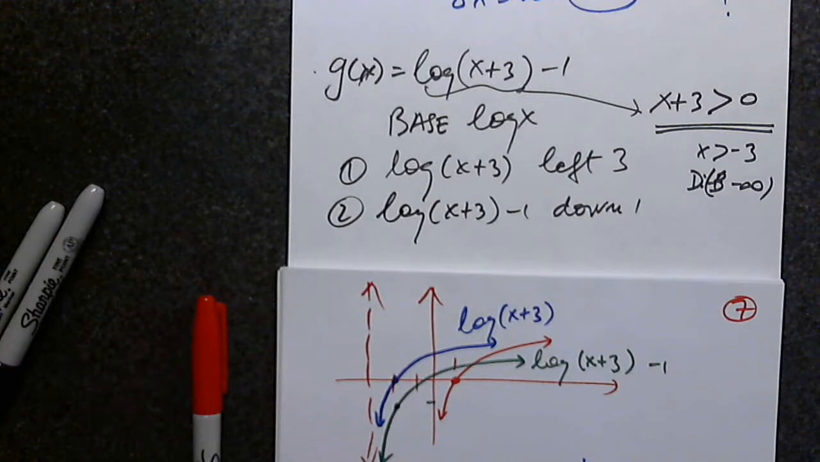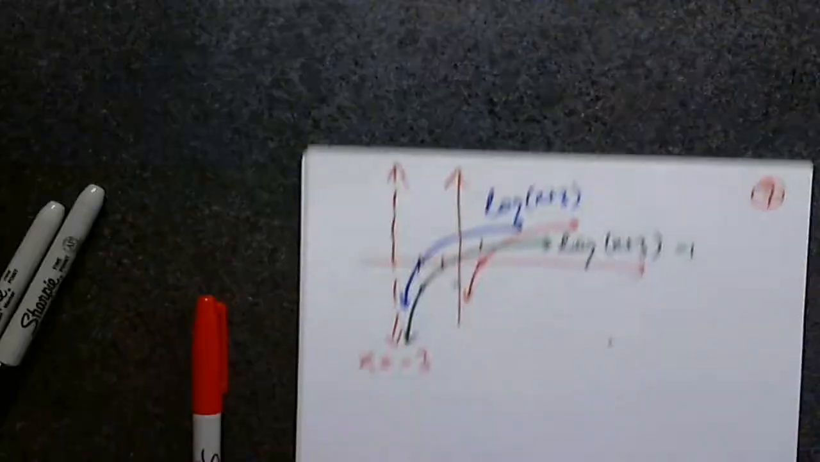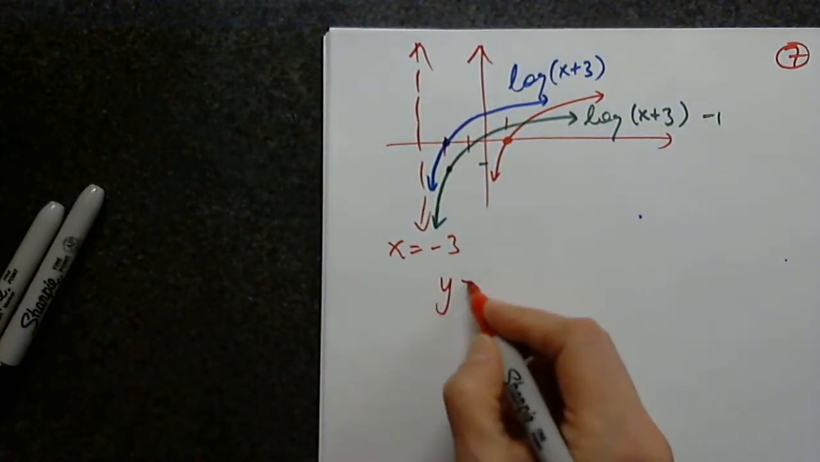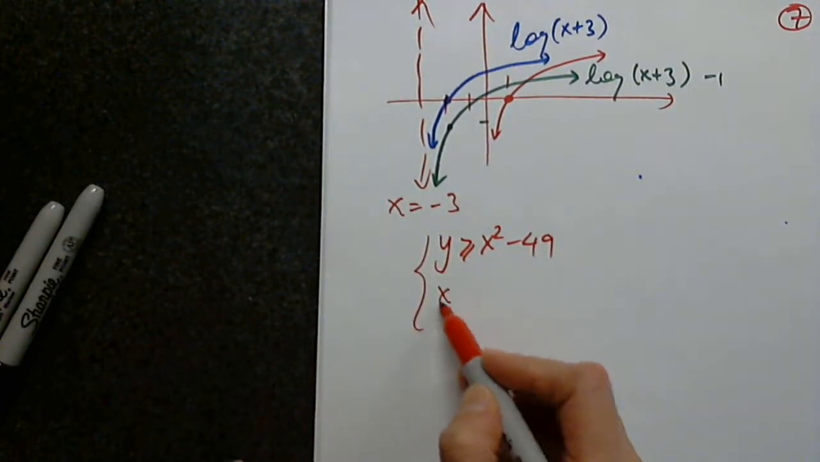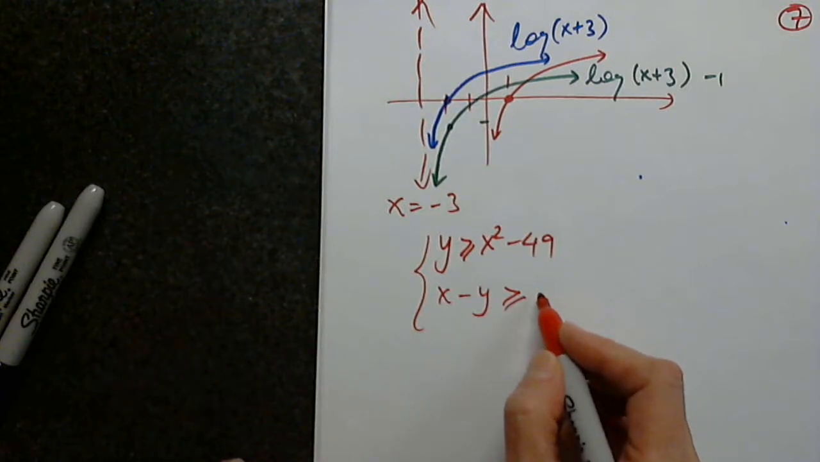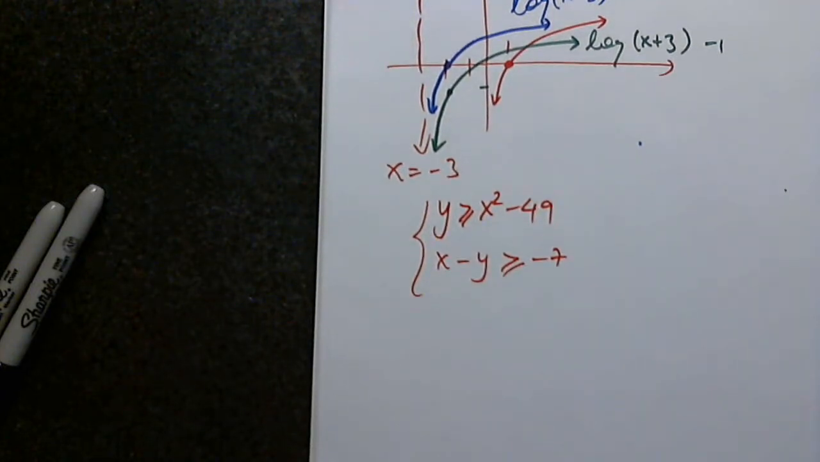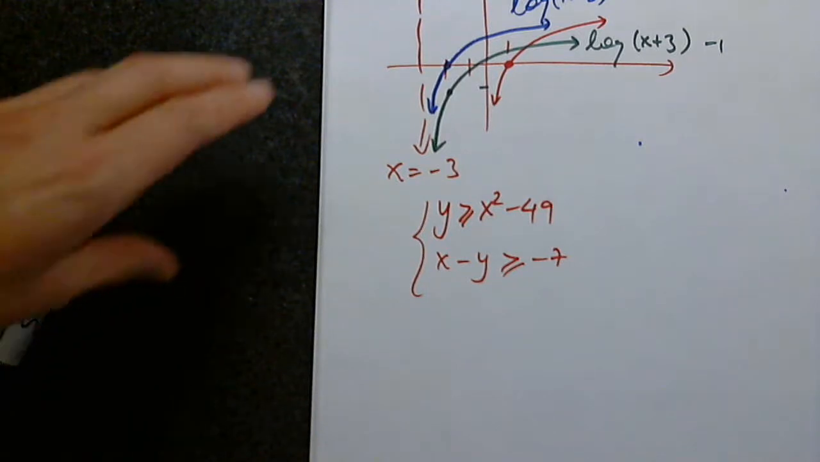Anything else? Any problem? I got one. Yes, please. y is greater than or equal to x squared subtract 49. x subtract y is greater than or equal to negative 7. Perfect. Very good. This is a system of nonlinear inequalities. This is nonlinear, and this is linear, but we have to call this a nonlinear system.